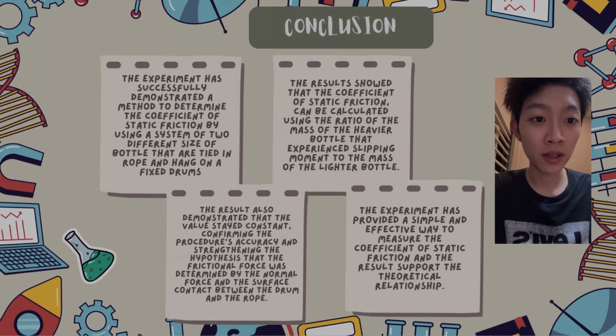The experiment has successfully demonstrated a method to determine the coefficient of static friction by using a system of two different bottles tied by a rope and hung on a fixed drum. The result shows that the coefficient of static friction can be calculated using the ratio of the weights of the bottles at the slipping moment.